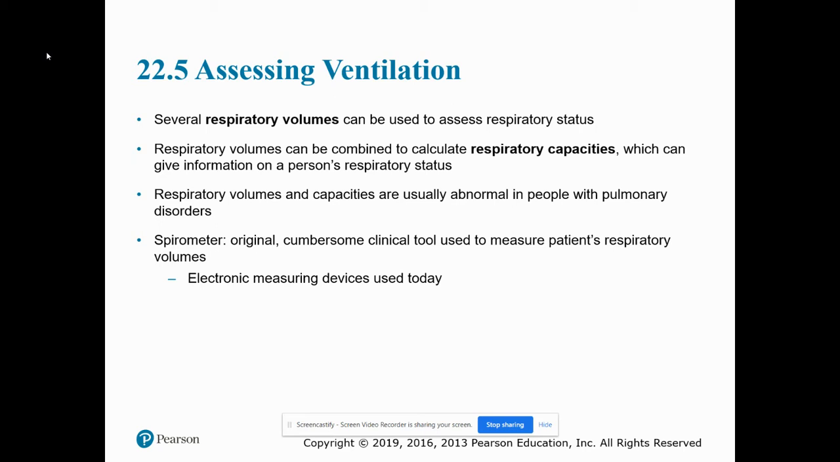In the past, we used something called a spirometer to measure respiratory volumes. However, a spirometer is a cumbersome clinical tool, and basically it's huge, about the size of a shop vac, like a medium small shop vac. I don't know if that means anything to you. It probably holds about 5 to 7 gallons, but now we use electronic measuring devices.